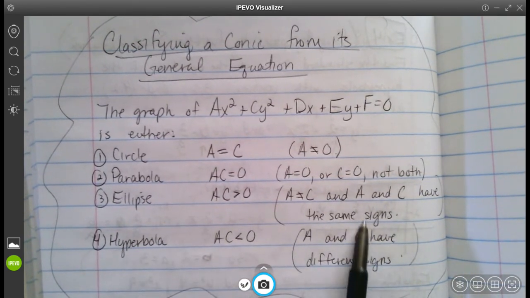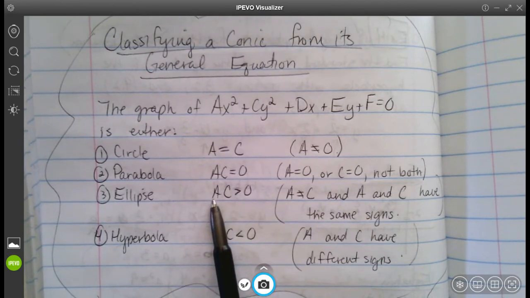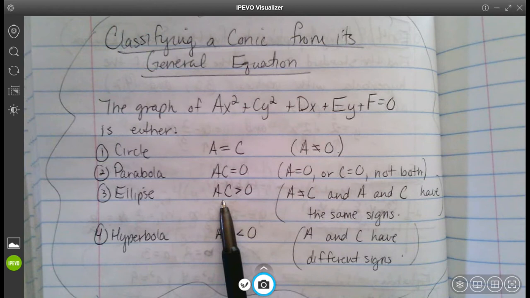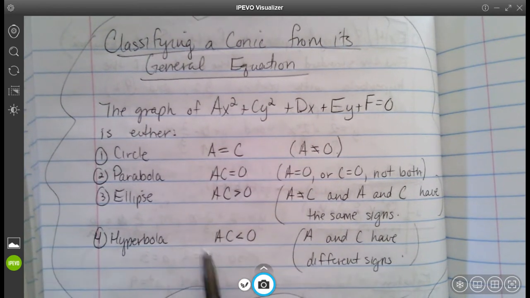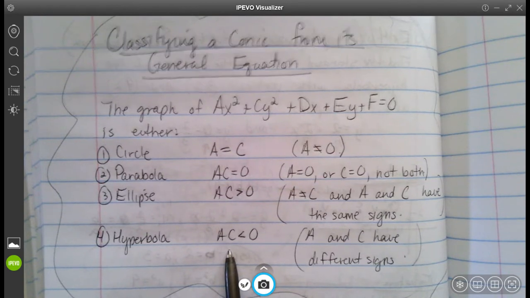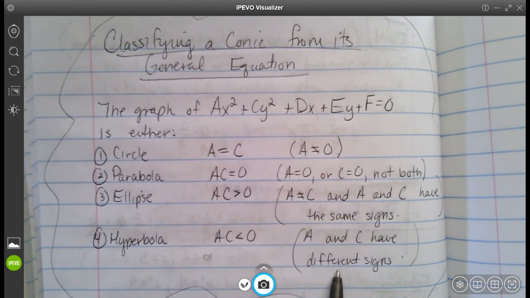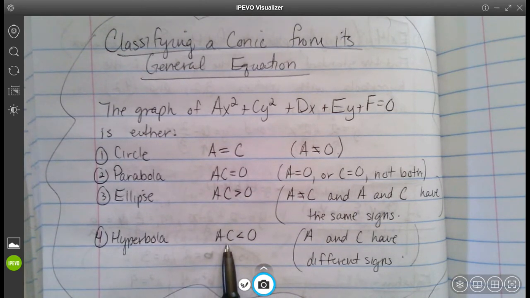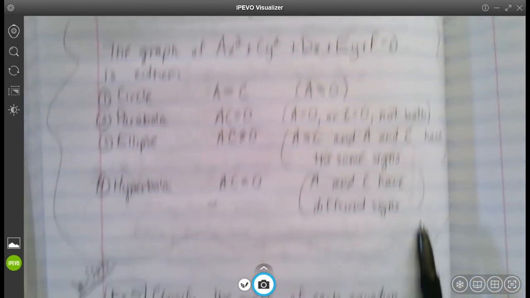It has to have the same sign because for multiplication, two positives is positive, and two negatives is positive. If you have different signs, then it becomes negative. And we have the hyperbola case: if the signs are different, this is going to come out to negative. So get that and then go ahead and copy this real quickly.